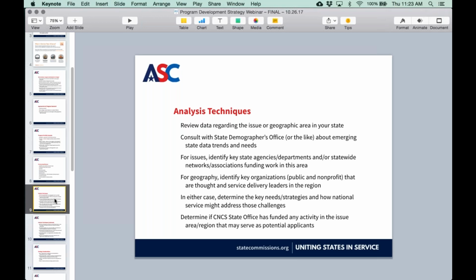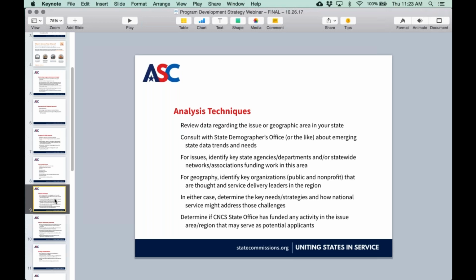So again, these are some suggestions. You're going to want to tailor this to the needs of your state and what makes sense for your commission. But again, some things for you to be thinking about in this regard. So first is reviewing data regarding the issue or geographic area in your state. If you pick a particular issue, really understanding the raw data and what's driving that in your state is really important. If you're focusing on expanding a particular geographic area, what do you know about the economy of that particular area? Who are core leaders in that area?